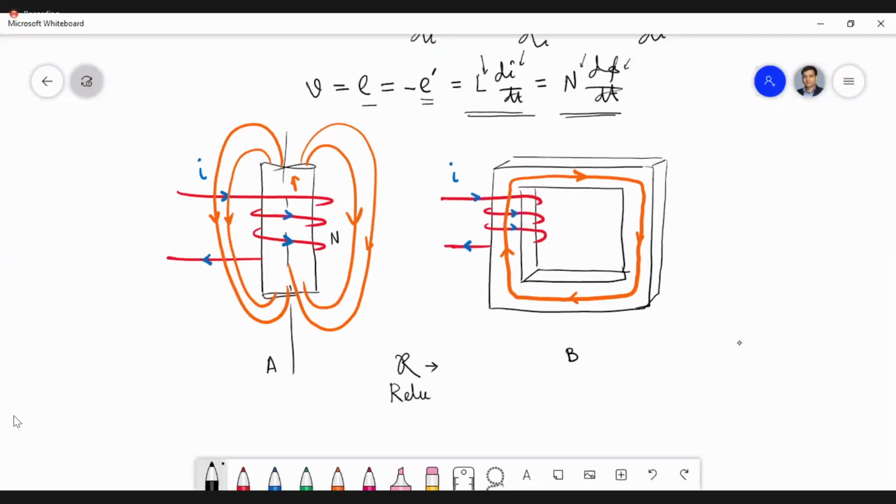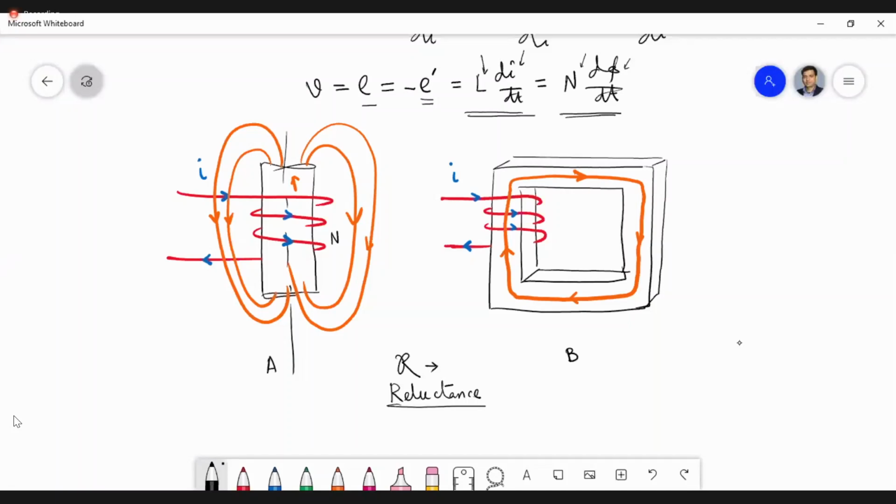So again, reluctance is the term. It is inversely proportional to the magnetic permittivity, isn't it? So if reluctance is more, then the flux will be less. If the reluctance is less, the flux will be more. That means reluctance is just like a resistance in an electrical circuit. Reluctance depends on the material only.